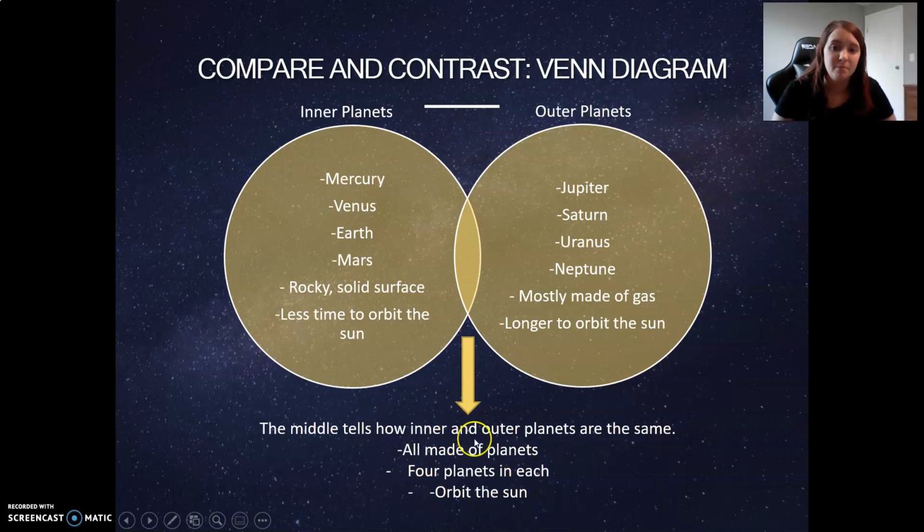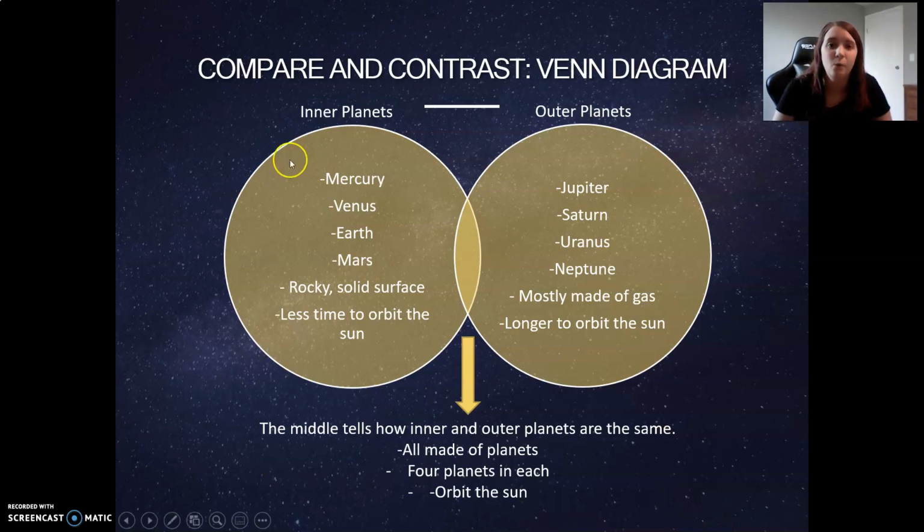For them to be the same, the middle is going to show how these are the same. So they both are made of planets. There are 4 planets in each of them, and they all orbit the sun. That is all how they are the same.